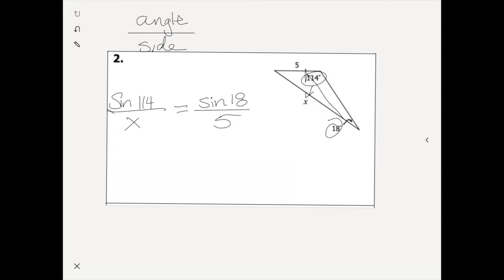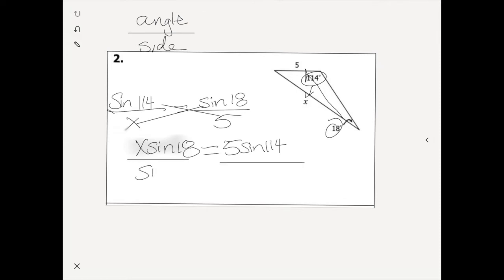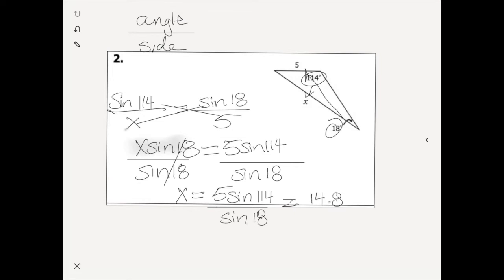Again, we are going to cross multiply, and we're going to have x times the sine of 18 is equal to 5 times the sine of 114. Divide both sides by the sine of 18 to get x by itself. And now you have x is 5 times the sine of 114 over the sine of 18. If you put that in a calculator, you're going to get 14.8.